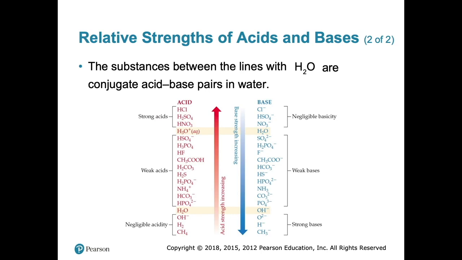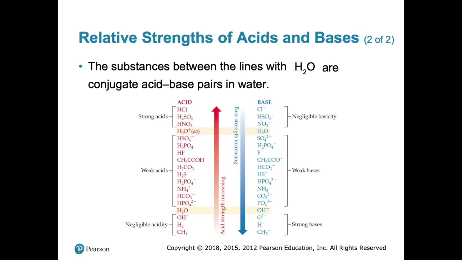If you have a strong acid, you're almost not basic at all when you have its conjugate base. If you have a weak acid, your base is weak, but it's not as little as with the strong acids. But then if you have no acidity at all, then you're going to be a very, very strong base.